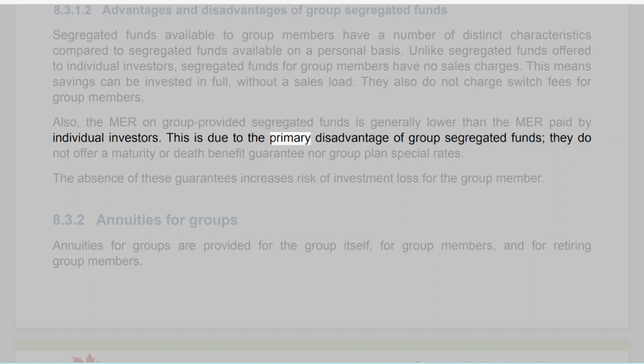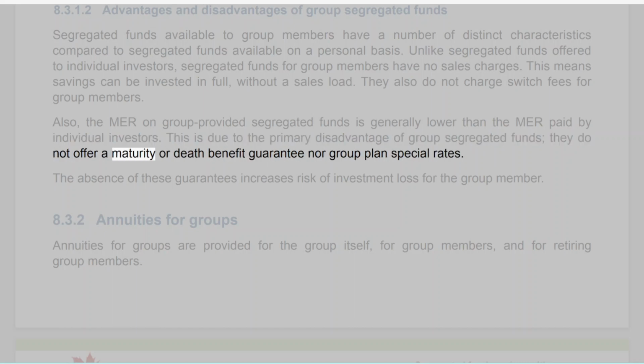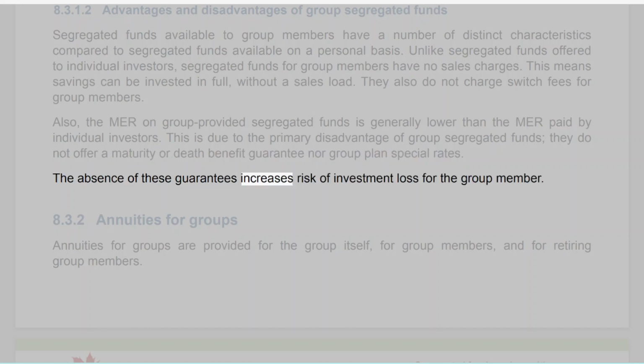This is due to the primary disadvantage of group segregated funds: they do not offer a maturity or death benefit guarantee nor group plan special rates. The absence of these guarantees increases risk of investment loss for the group member.